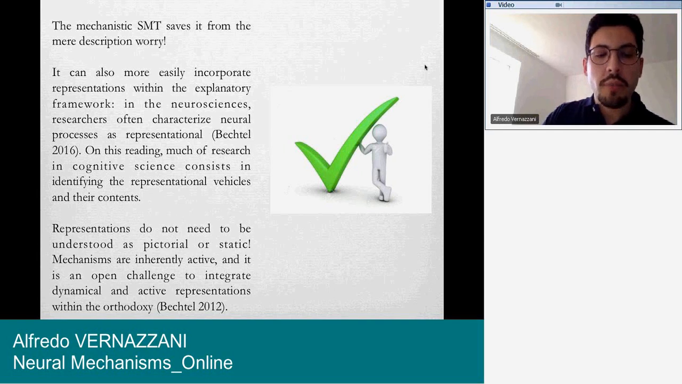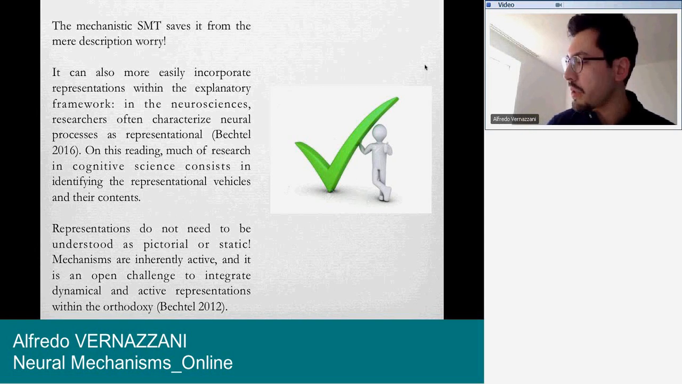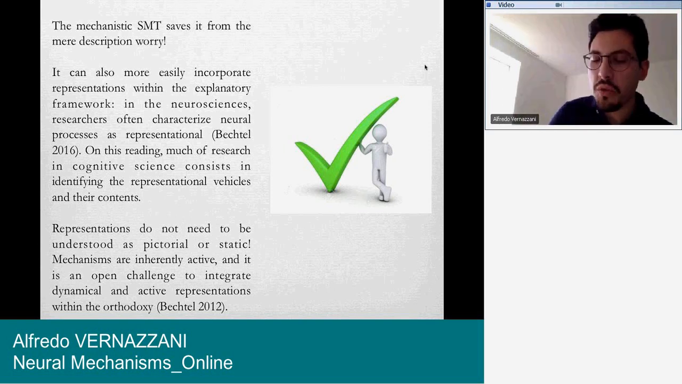And as a final claim, let me point out, against one of the defining theses of the sensorimotor theory, that representations do not need to be understood as pictorial or static. Mechanisms are inherently active, as the literature suggests, and talk about representations in neuroscience, at least, is also meant to be something dynamic and active. But we should accept also that it is an open challenge to integrate dynamical and active representations within the orthodoxy. I think this is the good, positive message for future studies.